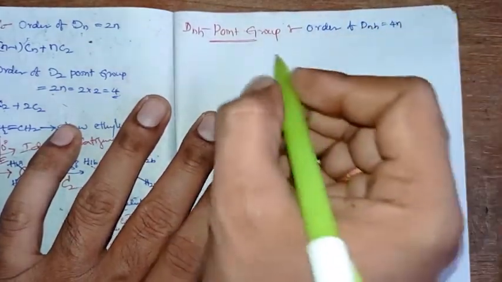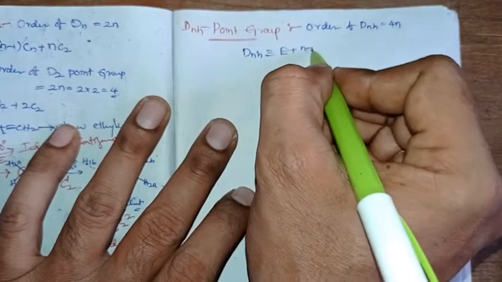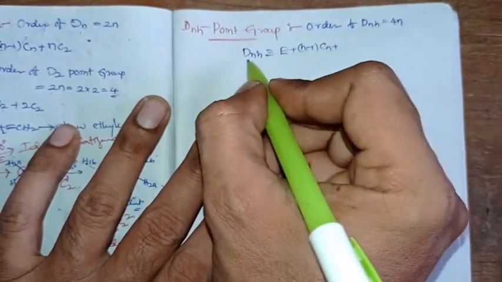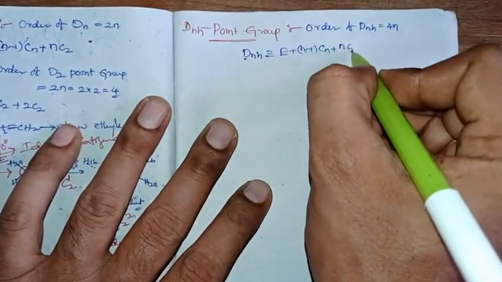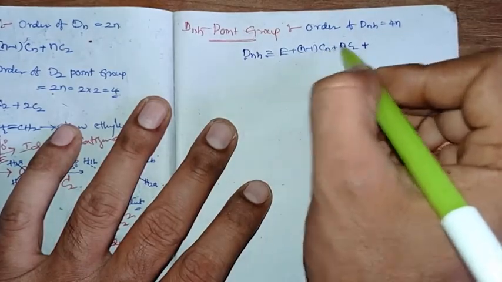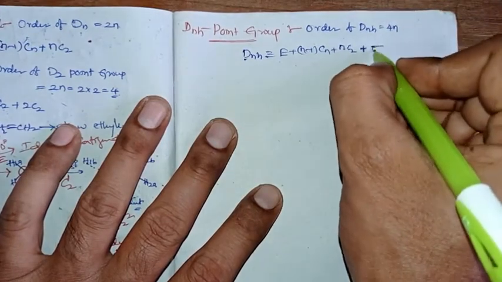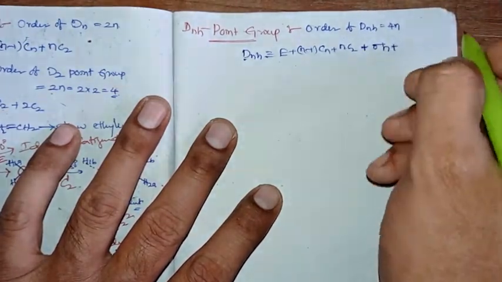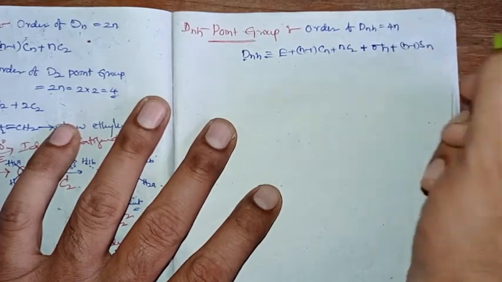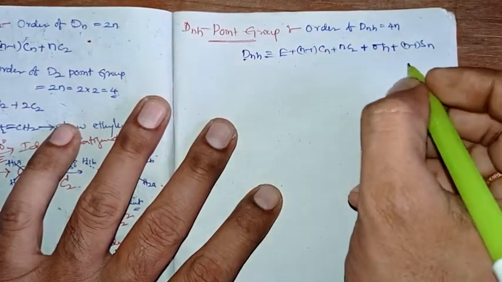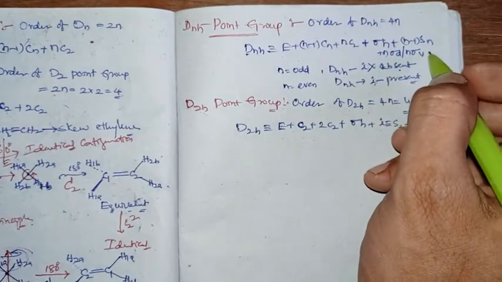The order is 4n elements, and these 4n elements are E plus n minus 1 number of C_n's, and as it is a D symbolic presentation, it will have n C2's, including the C_n principal axis. In addition to that it will have a horizontal plane of symmetry, and n minus 1 number of S_n's. Of that there will be n sigma d's or n sigma v's, right?